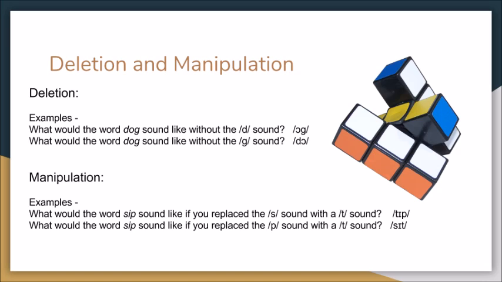Manipulation requires replacement of specific sounds with other sounds. For example, what would the word sip sound like if you replaced the s sound with a t sound? Tip. What would the word sip sound like if you replaced the p sound with a t sound? Sit.